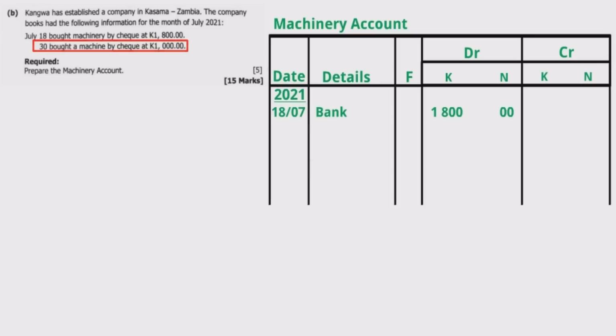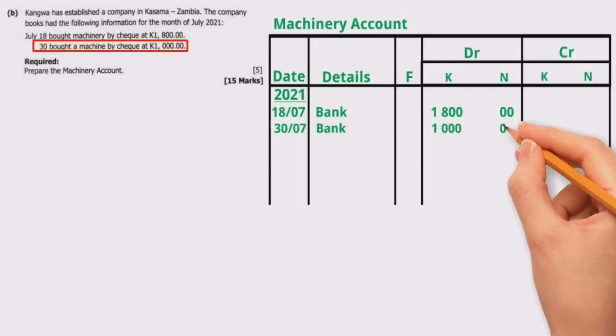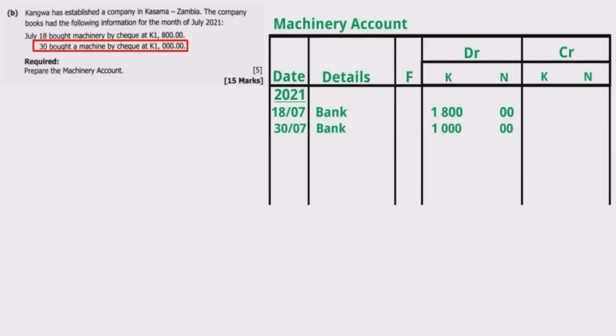Then on 30th, there was another purchase of machine, which was also done by check. So we say check and we say bank. Then remember, the date should also be entered, just like I've been entering. If you don't enter the dates, that means you are going to lose marks. So we say 30th July, then bank, then we say 1,000. The machinery that was bought on 30th July costed 1,000.